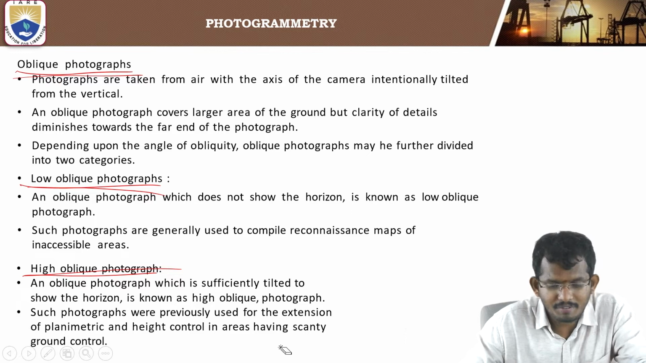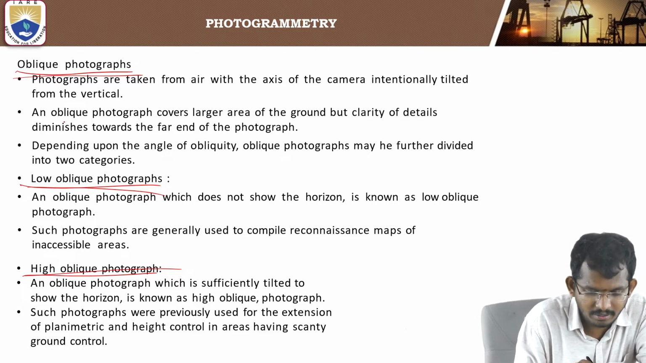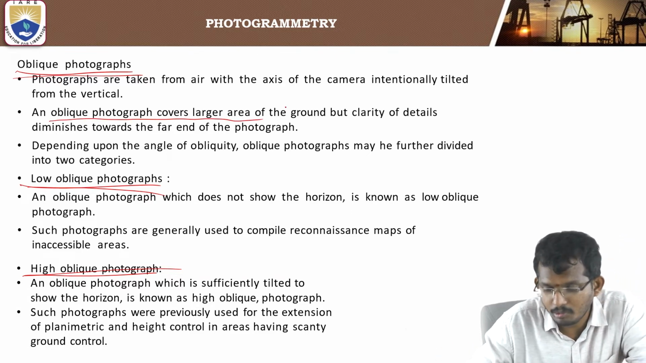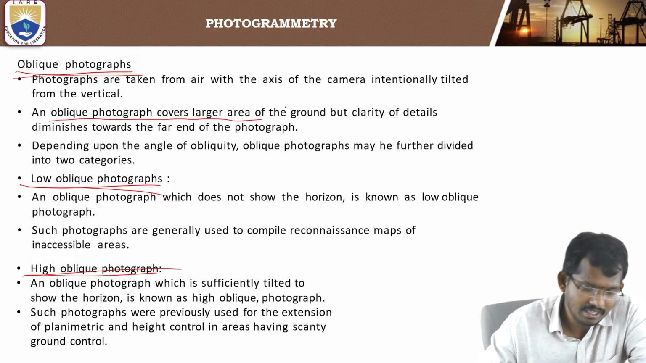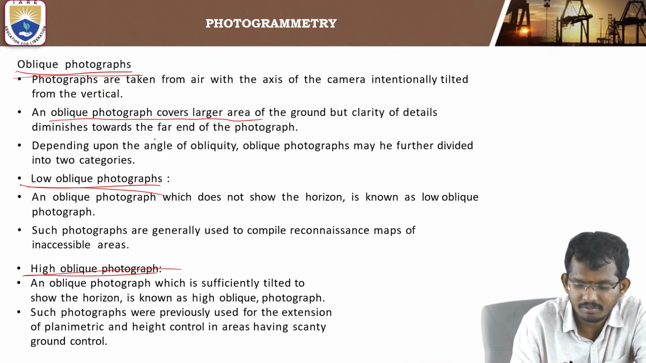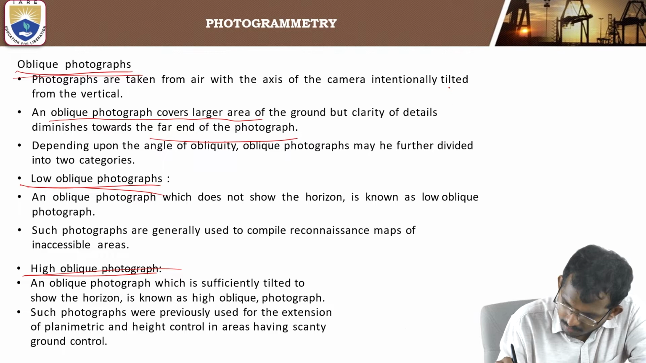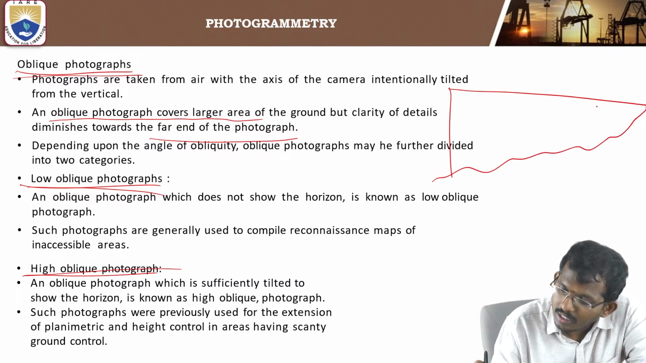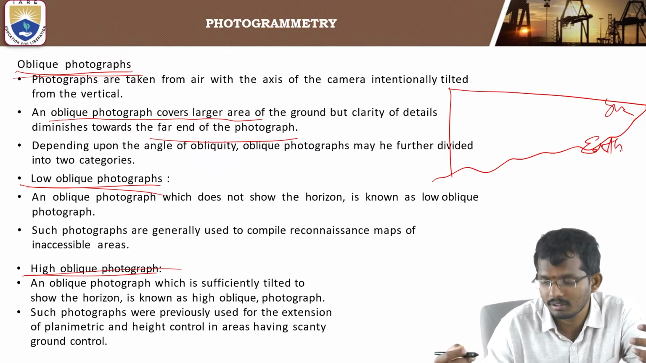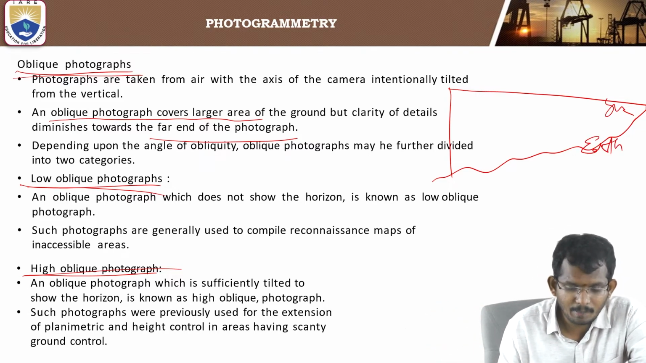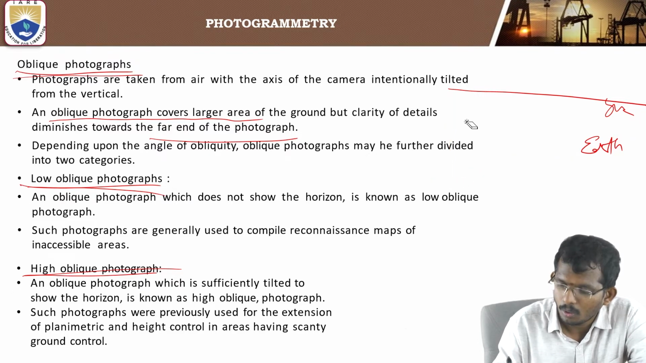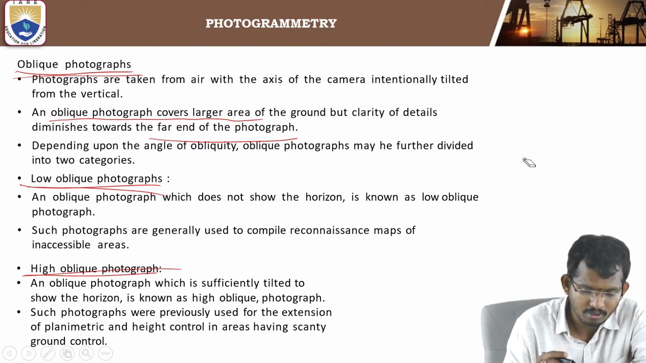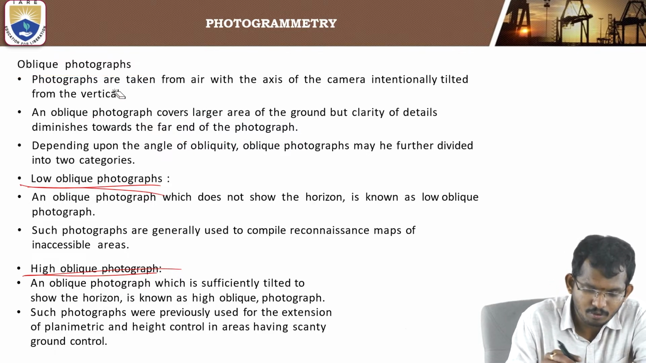An oblique photograph covers a large area on the ground, as I just said, but the clarity of details diminishes towards the far end of the photograph. There is no clarity there. In an oblique photograph, we can see that sky and earth are touching each other. Depending upon the angle of obliquity, oblique photographs may be further divided into two categories: low oblique and high oblique photograph.